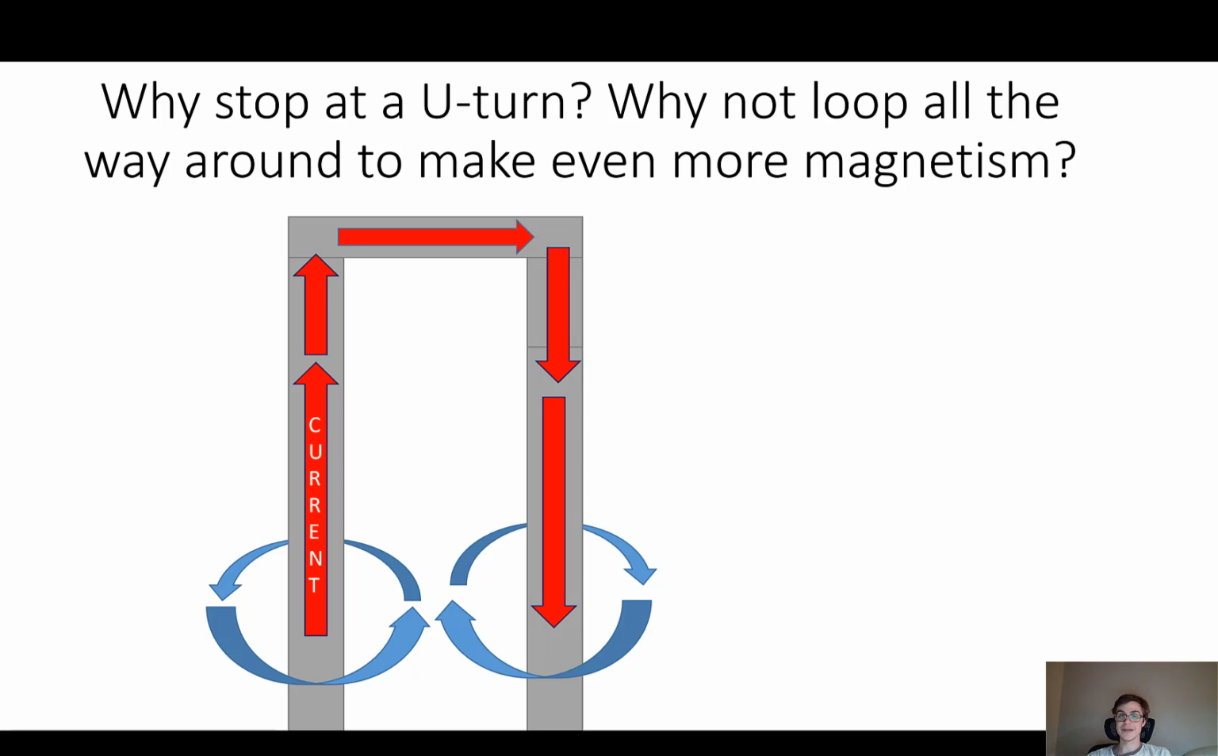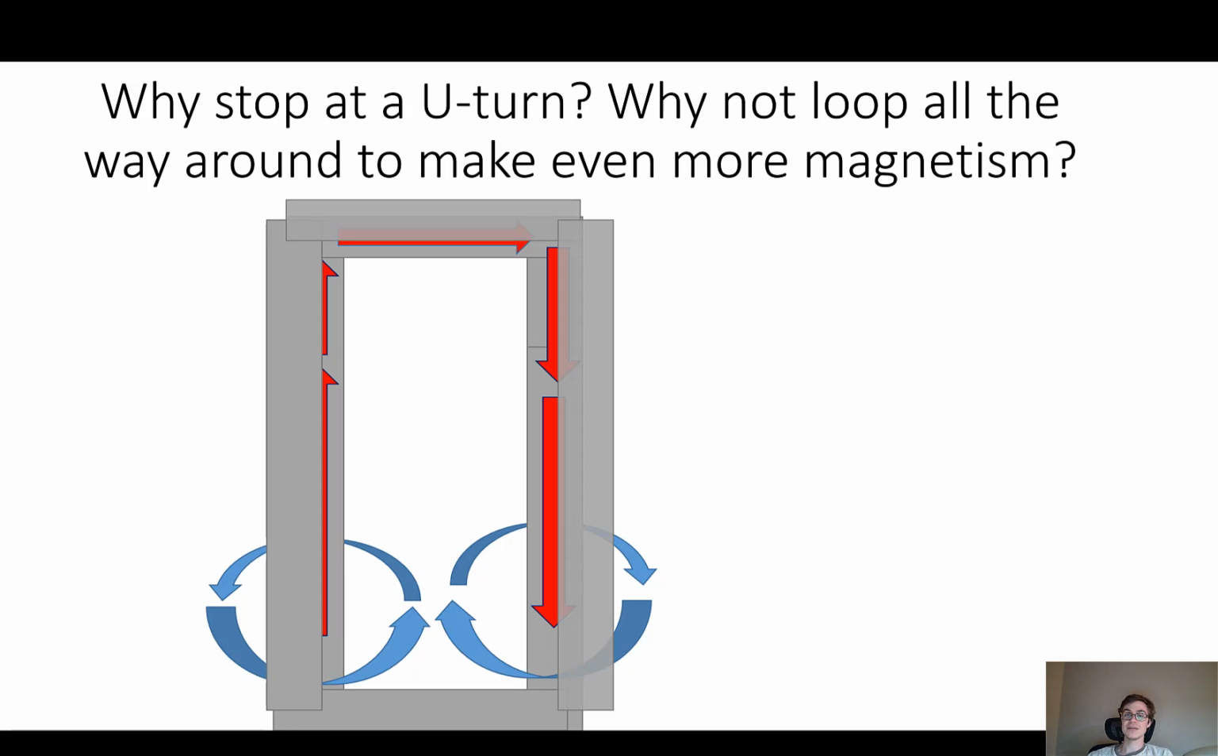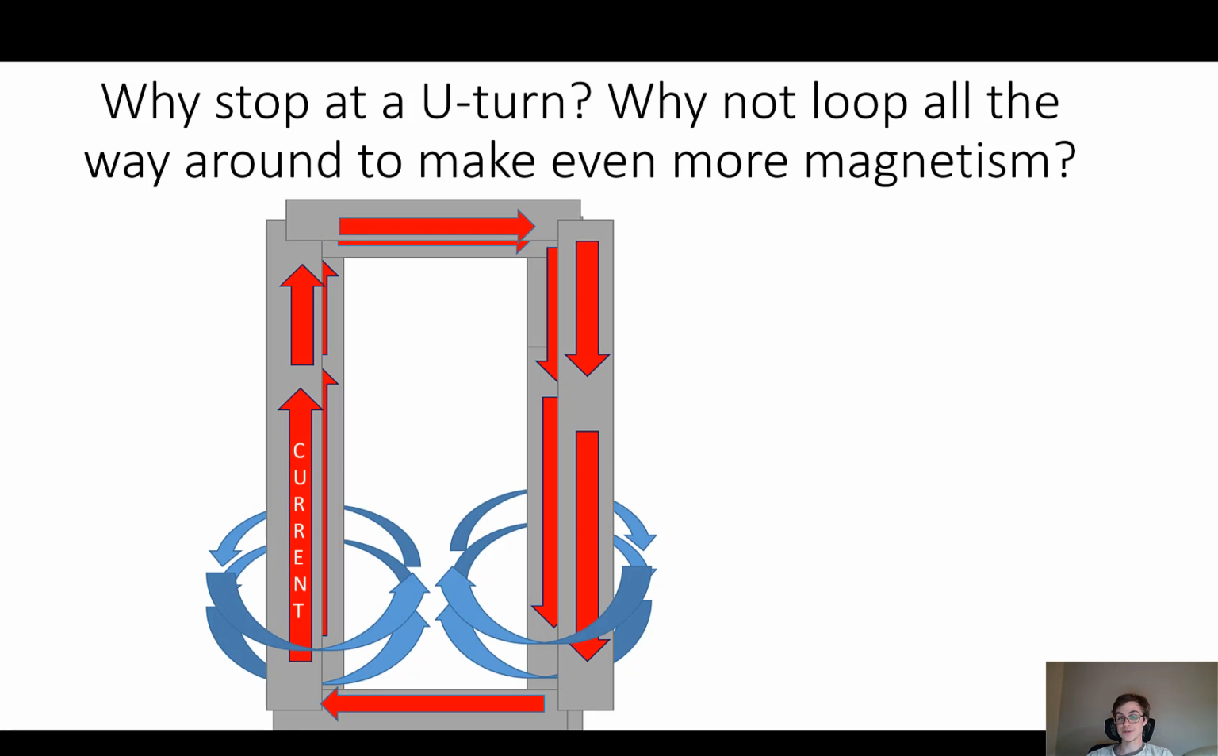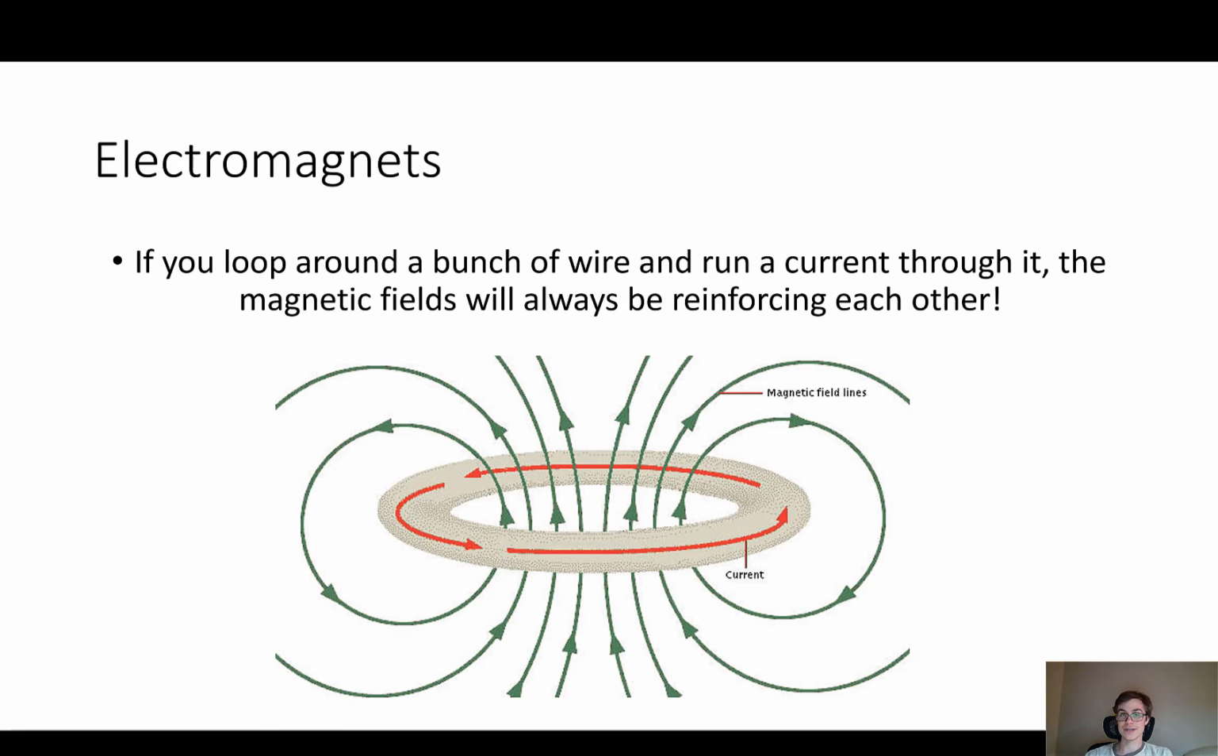You can have one that doubles back. But why would you stop at a U-turn? I mean, if you loop it around again, you can get more magnetism. And if you loop it around again, you can get more magnetism. You just keep creating these loops, which keeps creating these magnetic fields pointing in the same direction. And this is actually what an electromagnet is. You get an electromagnet if you take a wire and you loop it around a bunch of times. That's it. Looped up wire.